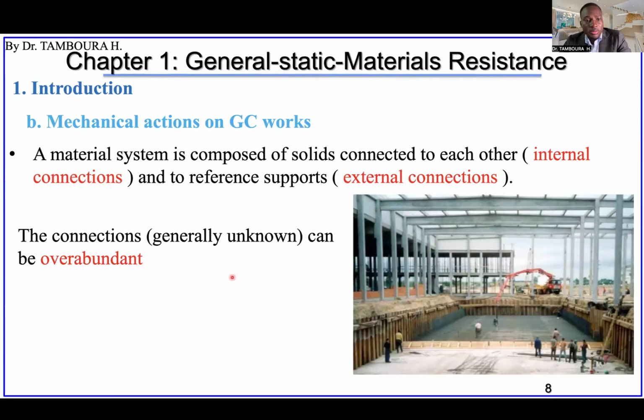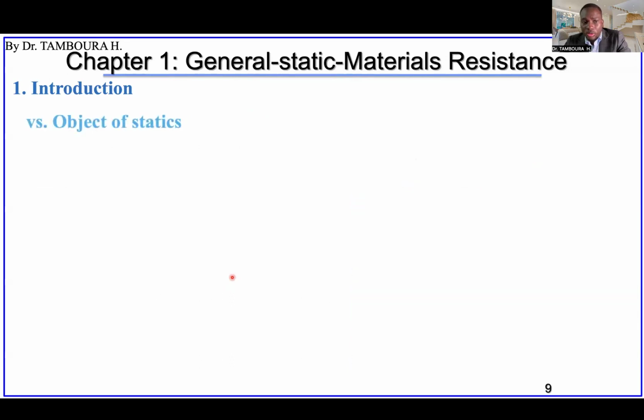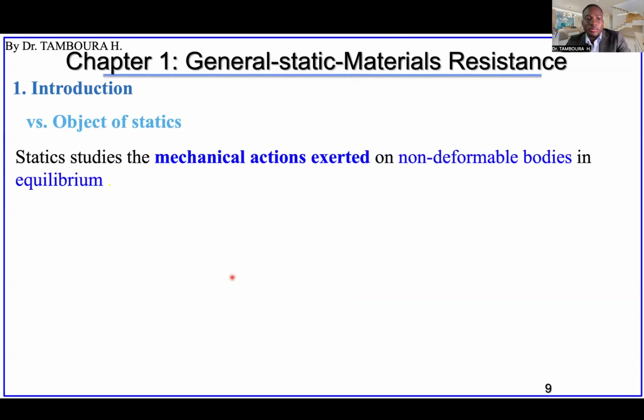Okay, let's go now to the object of statics. Statics, what is statics? I'm not sure if the translation is right, but statics is the study of mechanical action exerted on a non-deformable body. When I say body, it means non-deformable, for example, structures in equilibrium.